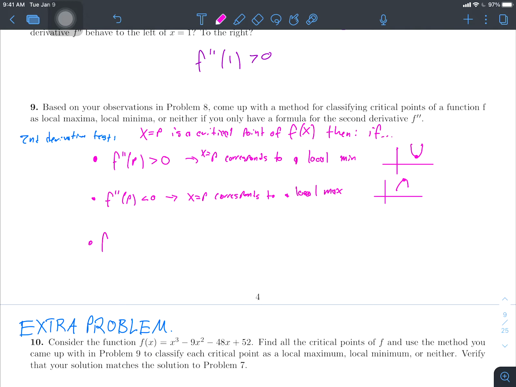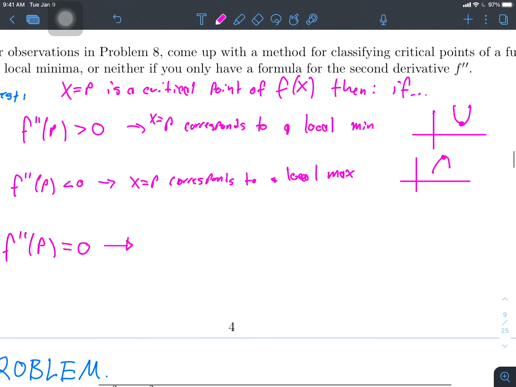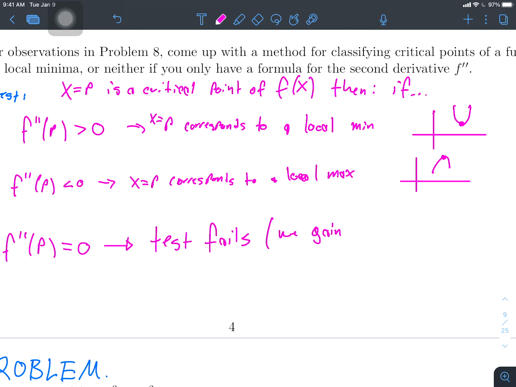And the final step is, what if f double prime of p is equal to 0? This one's a funny one, because it doesn't necessarily mean that p is not a max or a min. If f double prime of p is equal to 0, the test fails. We gain no information.